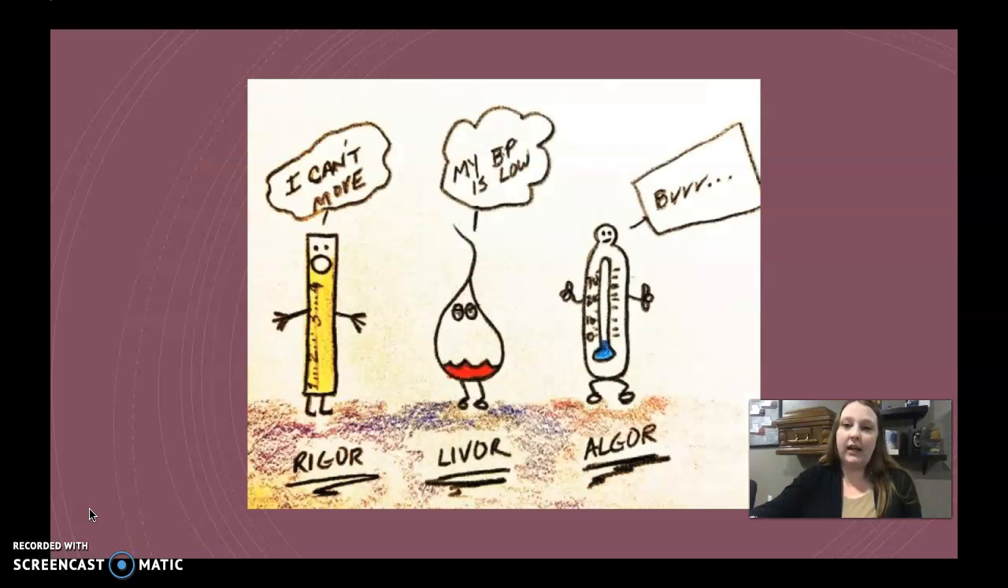Now, this is a fun little illustration that I found, and it shows the difference between all three stages. Even though we are just talking about livor and algor mortis right now, rigor mortis is saying, I can't move. Livor mortis is saying, my BP is low, and it's showing the pooling of the blood completely down to the bottom, to the gravitational pulling to the dependent parts, which, standing up, will go straight down. Algor is a thermometer saying brr because it's getting colder.